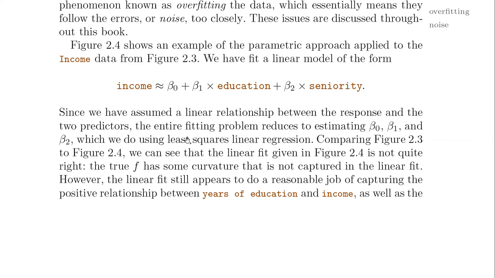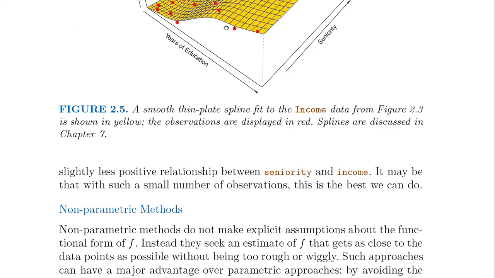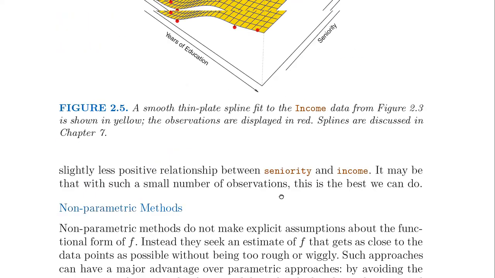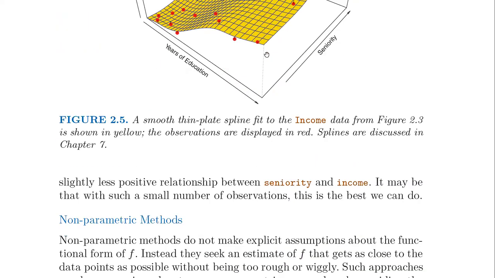Since we have assumed a linear relationship, the true f has some curvature that is not captured in the linear fit. However, the linear fit still appears to do a reasonable job. Statistics, a big part of it is measuring how reasonable a job it has done of capturing the positive relationship. Positive relationship simply means as the number of years increase and as the seniority increases, then the income increases.